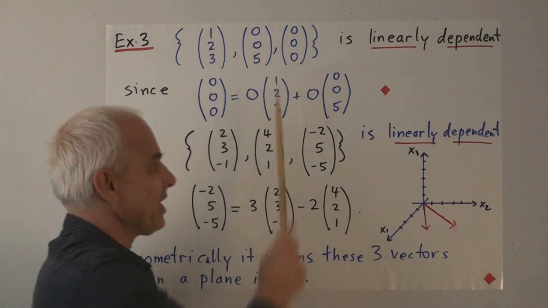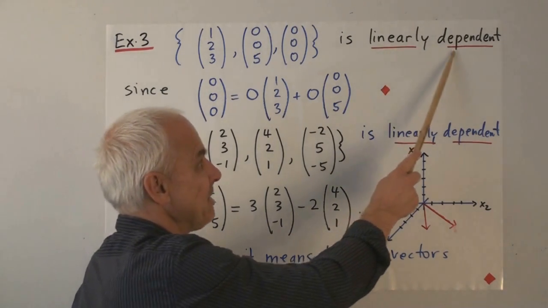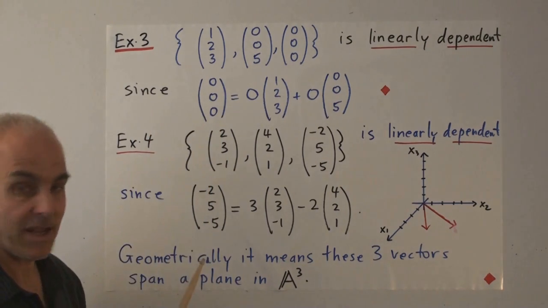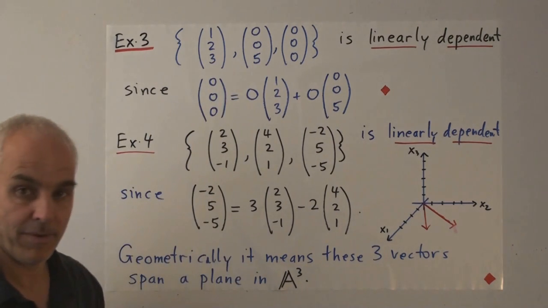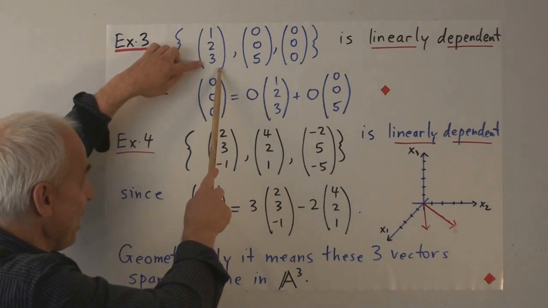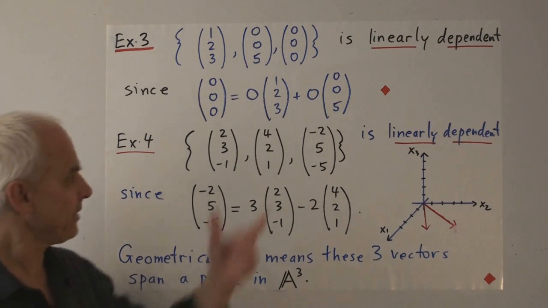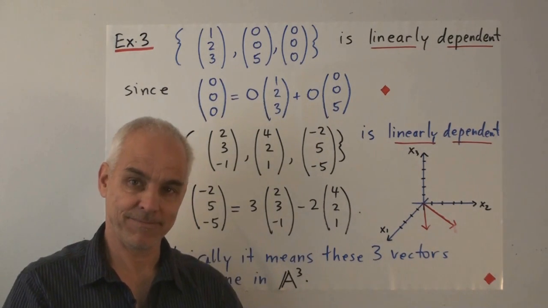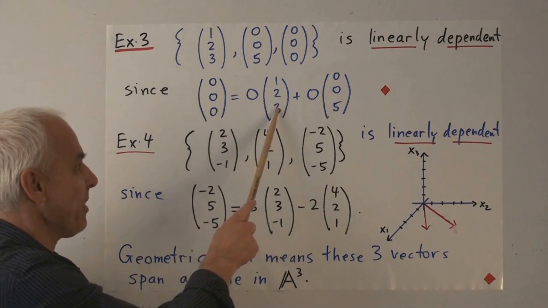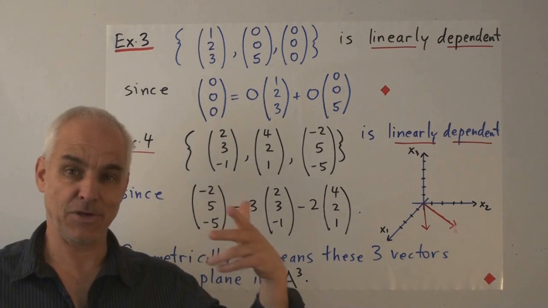So is this set linearly independent? Well, no, it's not. It's in fact linearly dependent because the 0 vector can be written as a linear combination of these two. In the most trivial way, it's simply 0 times this vector plus 0 times this vector. Does that count as a linear combination? Yes, it does. So this vector is a linear combination of those two. This is not linearly independent. So it's linearly dependent.